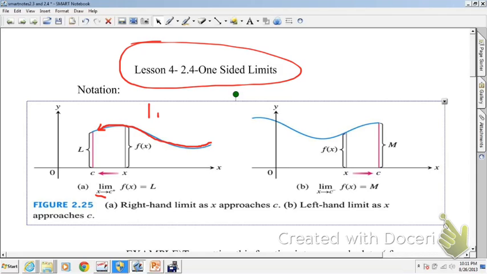We're going to denote this as the limit as x approaches C, and it looks like C positive like that with a little plus sign up to the right. But that's read as the limit as x approaches C from the right. And that'll be equal to L.